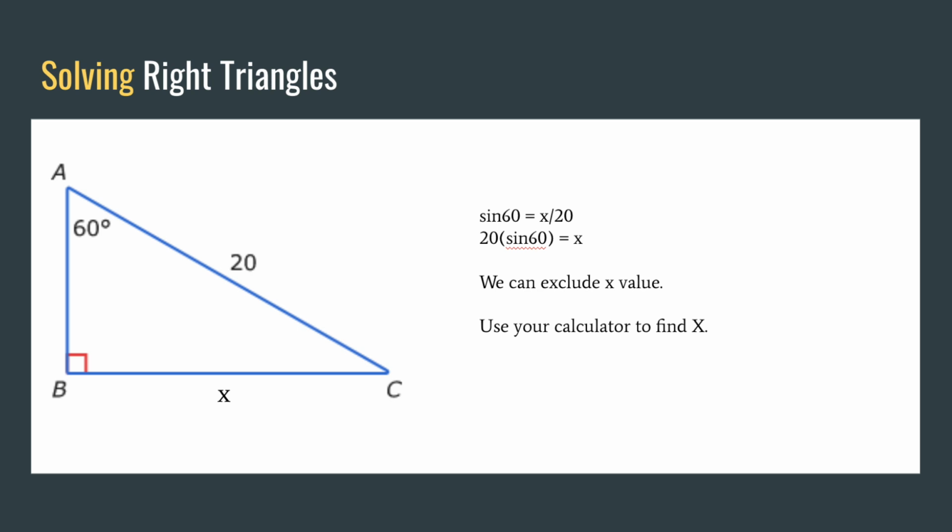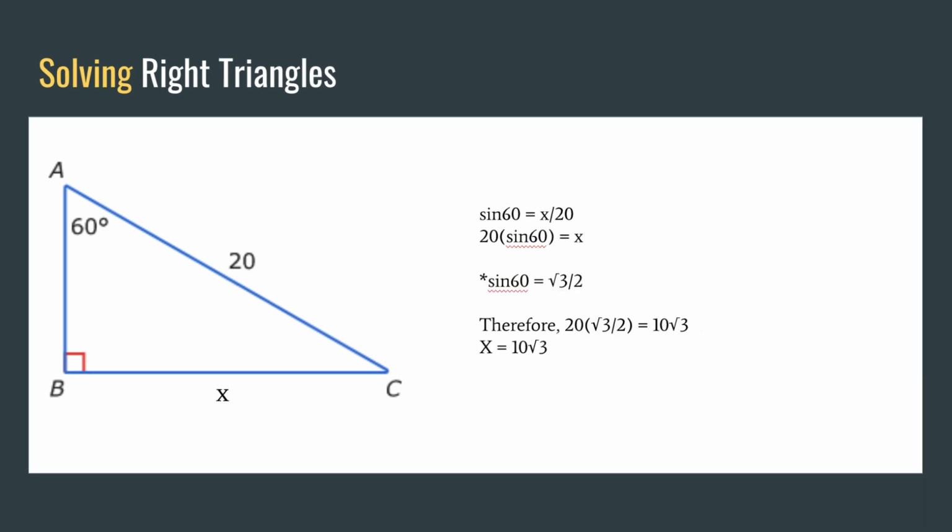By using the ratio opposite over hypotenuse, we can create an equation: sine 60 equals x over 20. Then, we can isolate the x value by multiplying 20 with sine 60. Now, we can find the x value either by calculating it with your calculator or by hand. This is how you can solve this by hand. As you know, sine 60 is equal to root 3 over 2, according to the unit circle that we just taught you previously. Therefore, by multiplying root 3 over 2 and 20, we get the x value, which is 10 root 3.